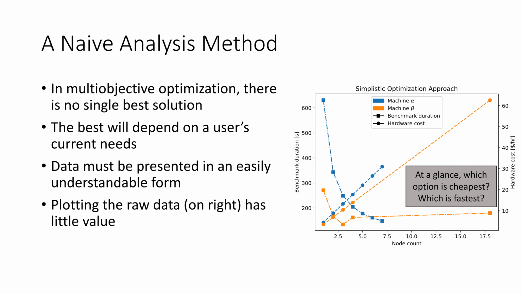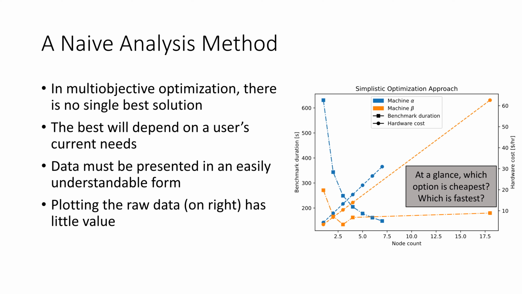You need to be able to look at it and very quickly say, okay, based on my current objectives, here is the best combination of variables for what I need to accomplish. If we just take this data and throw it into a regular XY scatter plot as seen on the right, there's not a whole lot of value seen there.